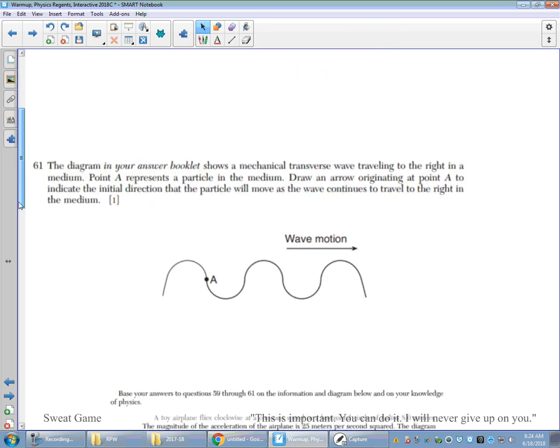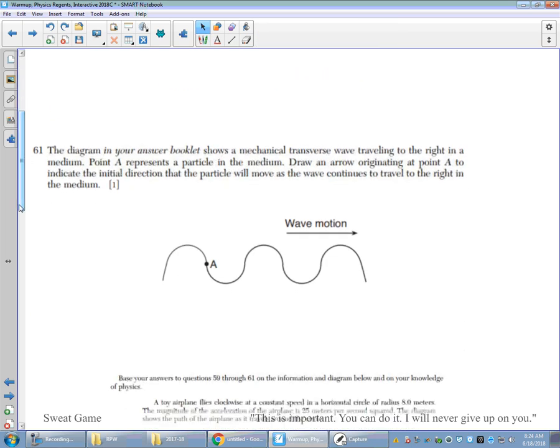Down here's another one, very similar. Draw which way it'll go next. Well, this is certainly transverse, so perpendicular. If the motion's to the right, the vibration has to be up, down. And so where will this one go next? Well, look at what's approaching. An uphill is approaching. This one will go up.